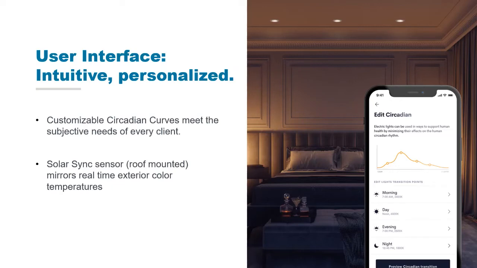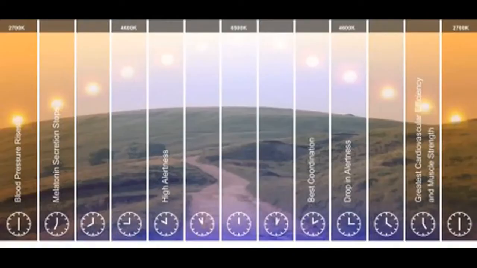Every individual is unique, and the ideal circadian curve can vary by lifestyle. Consider the doctor who may be up half the night at the hospital and sleeps half the morning. The ability to adjust their circadian curve to start later in the day is key. Solar sync is another option, but we'll get into that in a moment. Here is an example of how easy it is to personalize the circadian curve.